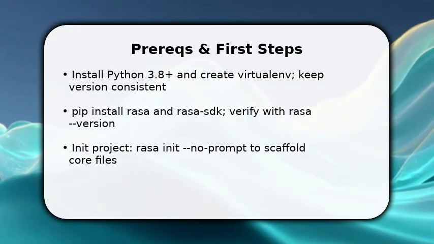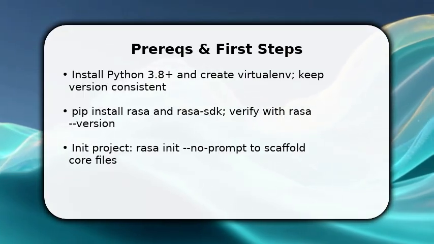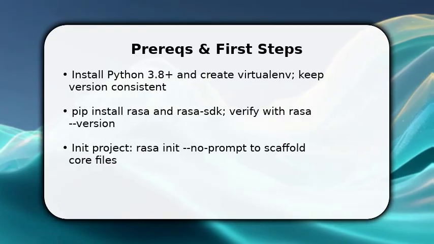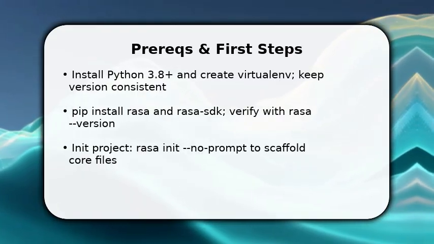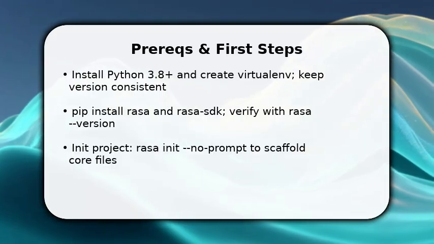You start by getting prerequisites right. Install Python 3.8 or newer, and create an isolated virtualenv so dependencies don't clash. Next, pip install Rasa and Rasa SDK and confirm Rasa version to ensure a matching runtime.